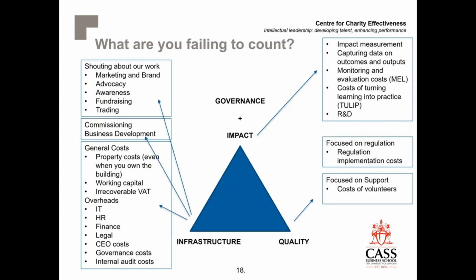And over on the next slide, probably from about 150 charities, is a list of things that I know are regularly forgotten when we cost a project. Top left-hand box, shouting about our work, this advocacy, awareness, fundraising, branding costs, marketing costs. Business development costs are forgotten about. Next box down, irrecoverable VAT, the costs of property. IT, HR, finance, legal is typically forgotten about. Top right-hand box, impact measurement, the costs of capturing data on outcomes and outputs, the costs of regulation, the next box down, and the costs of volunteers. These are all things that are often forgotten about and then become a real cost to our unrestricted reserves.